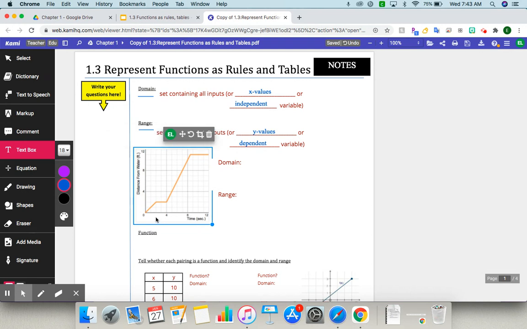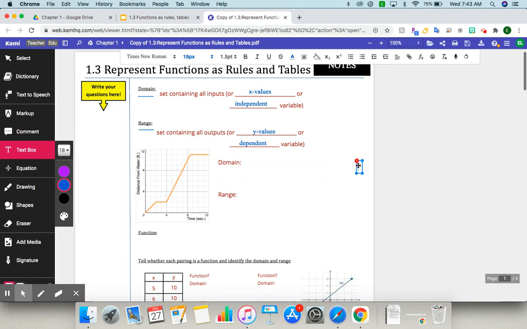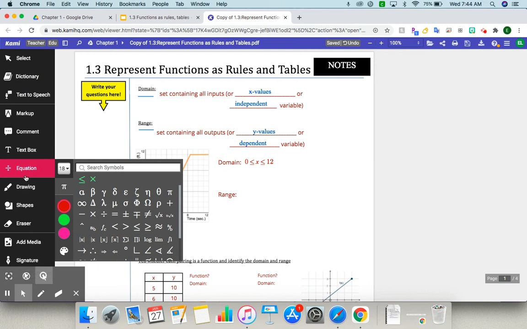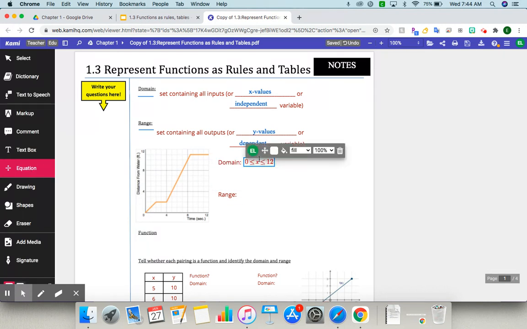So the domain are any values that fall on this line that represent our x values. So notice our very first x value is 0, and it increases as the graph goes up. And our final x value is 12. So we actually write this as an inequality stating 0 is less than or equal to x is less than or equal to 12. So this shows you that x falls between and includes the values of 0 and 12.